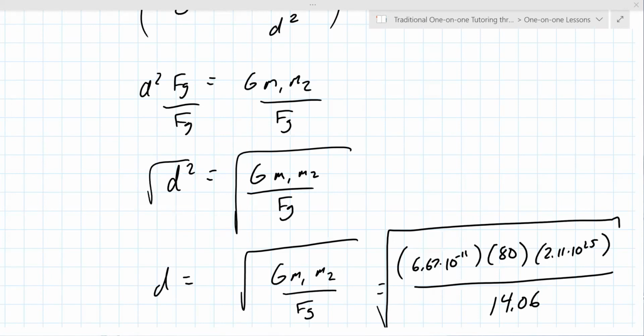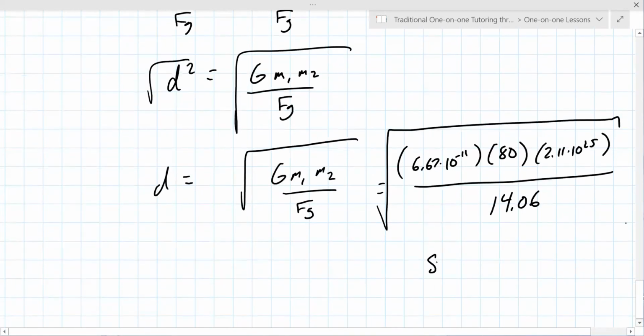All right, so I got a number here for you. That number is 8.95 times 10 to the 7th. Because we used SI units in the whole calculation, you can just safely say, oh, that's in meters.